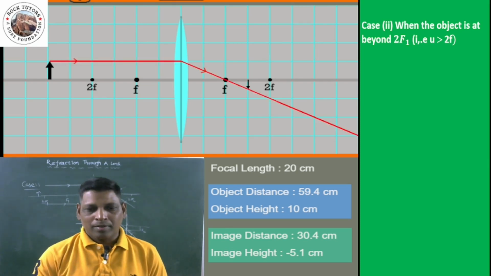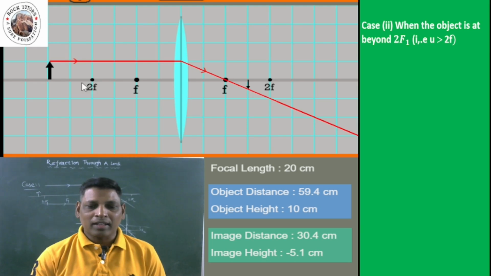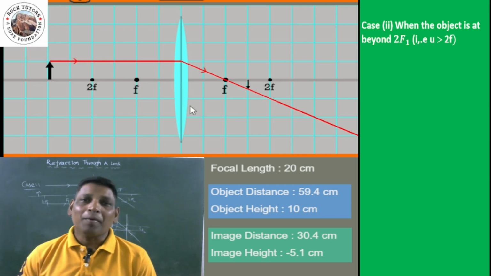The ray is parallel to the principal axis. After refraction it passes through the focus. Second, I am taking a ray passing through the focus. After refraction it will be parallel to the principal axis.